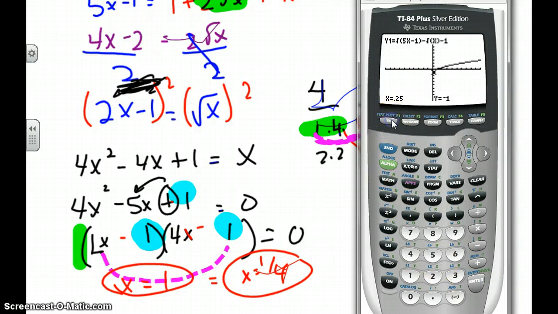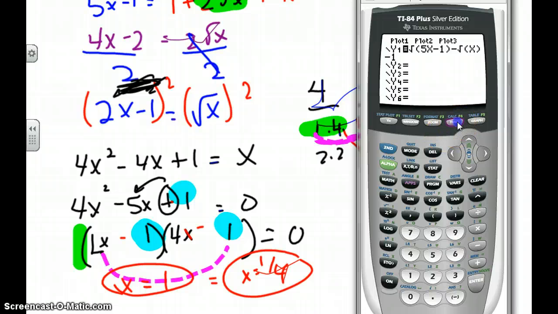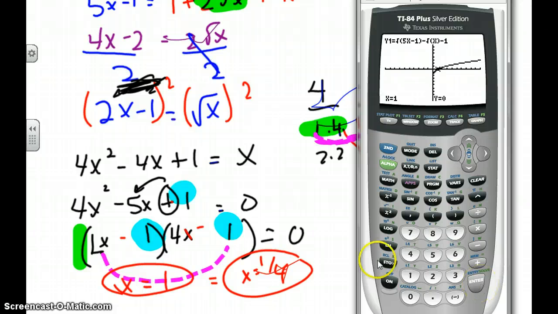So again, type this under your y equals, hit zoom 6, and then trace whatever answer you get. And it looks like 1 is going to be a great solution.